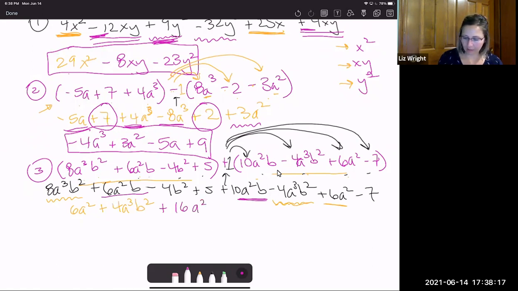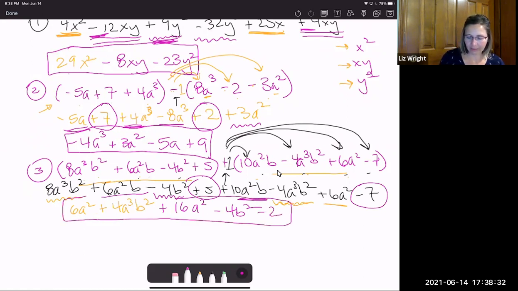And then let's look, I've got a negative 4b squared here. And then finally, I've got a positive 5 and then a negative 7. So it's going to be a minus 2 finally at the end. And that's going to be your final answer.